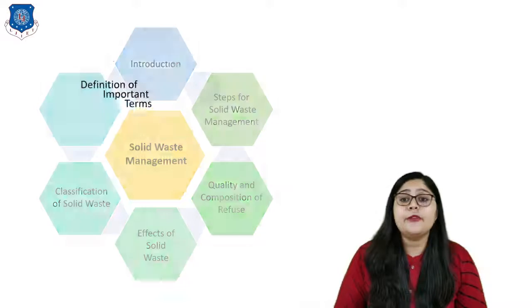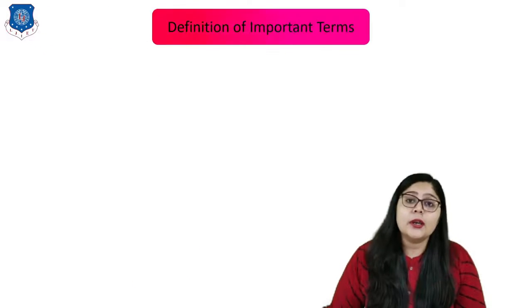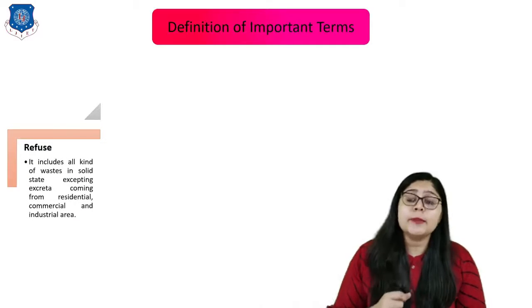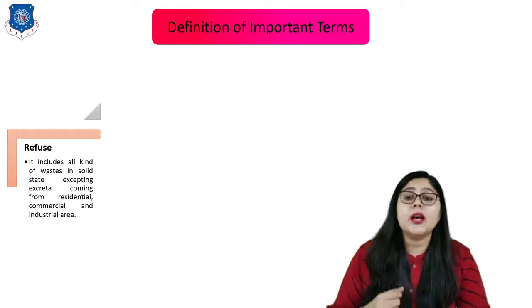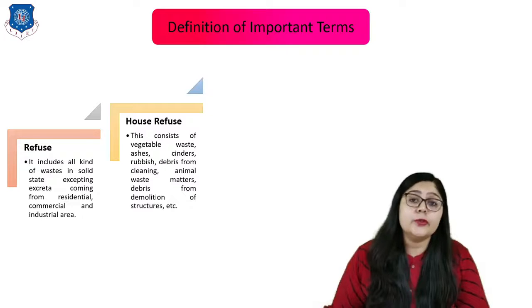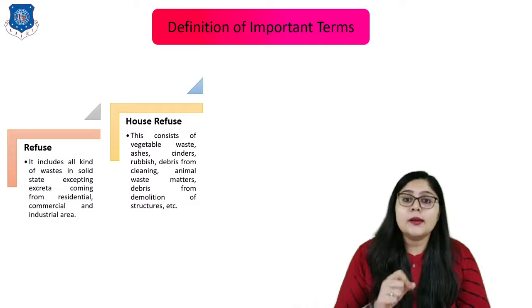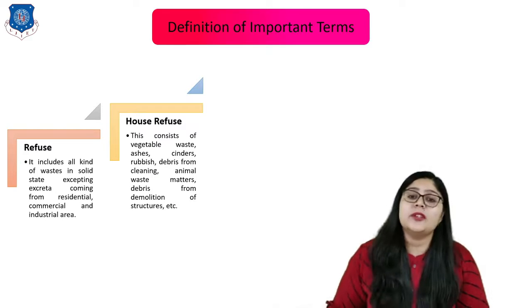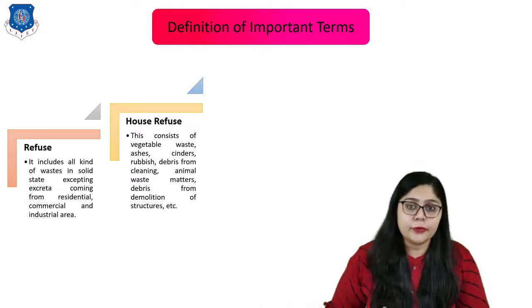Now let us see the definition of important terms. The first definition is known as refuse. Simply, it includes all kinds of waste in solid state, excepting excreta, coming from residential, commercial and industrial areas. The second term is house refuse. It consists of vegetable waste, ash, cinders, rubbish, debris from cleaning, animal waste matter, or the debris from demolition of structures.